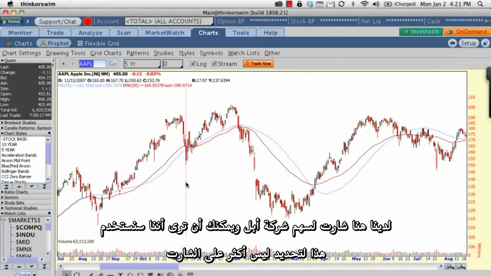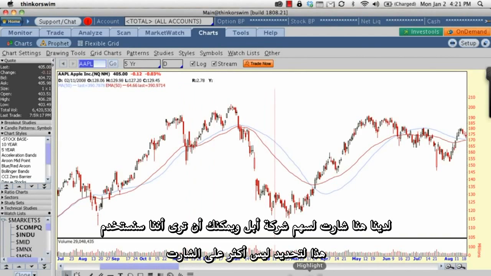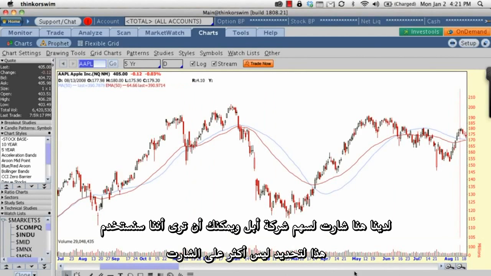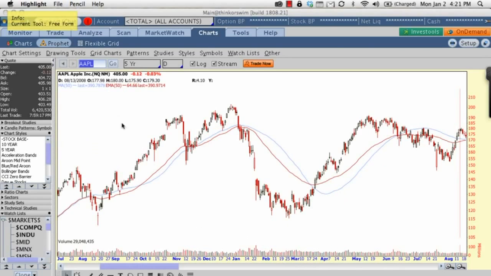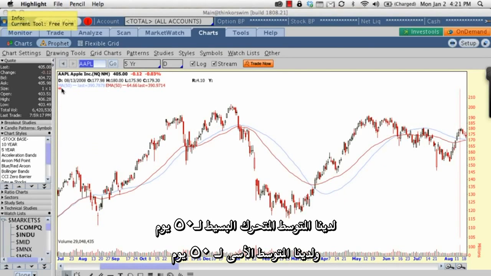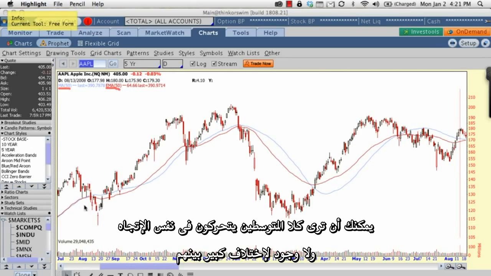So I have up here a chart of Apple stock, and I'm just going to use this to highlight what I mean by the fact that they're virtually the same. Get rid of those other ones. So up here I have a simple moving average of 50 days, and I have an exponential moving average of 50 days in red. So you can see that they're generally both moving in the same direction.